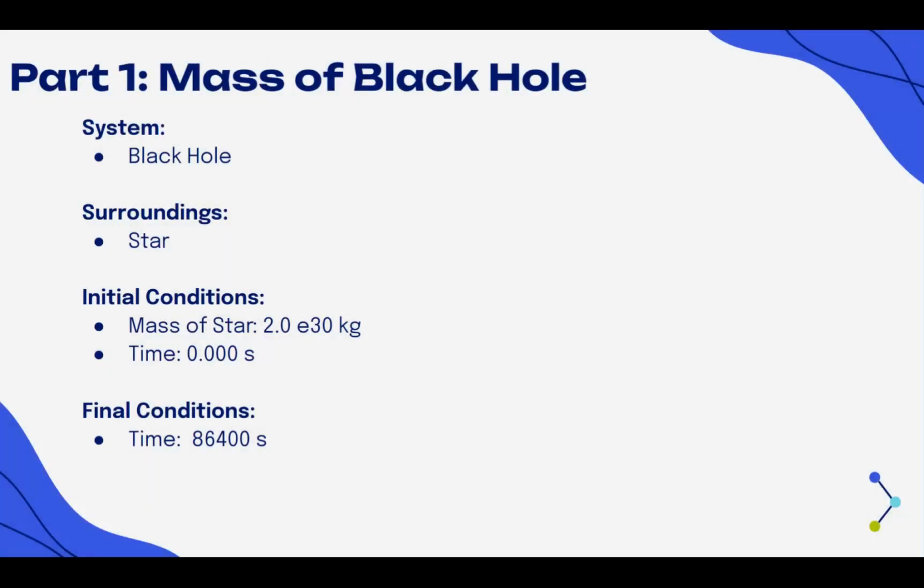So in part 1 of this lab, I am determining the mass of the black hole. Here, the system is the black hole, and the surroundings are just the star. The initial conditions are the mass of the star, which is 2 times 10 to the 30th kilograms, and time, which is 0 seconds. Delta t is equal to 86,400 seconds.